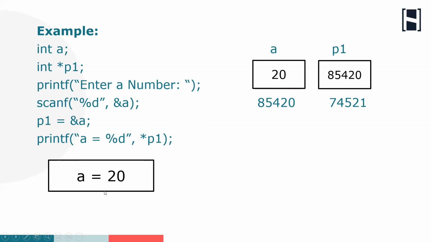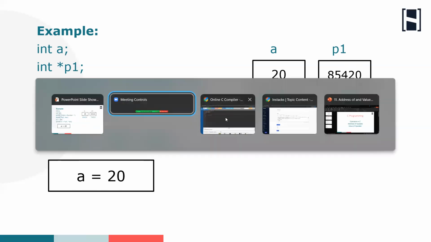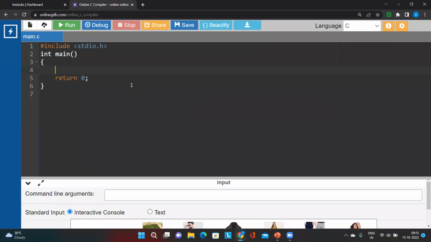So please understand how the program is going to work. Let us try to execute it. I'm just going to execute the program also. First, let us create a variable. There you go. Then I'm going to ask the user, so I'm saying printf, enter a number.